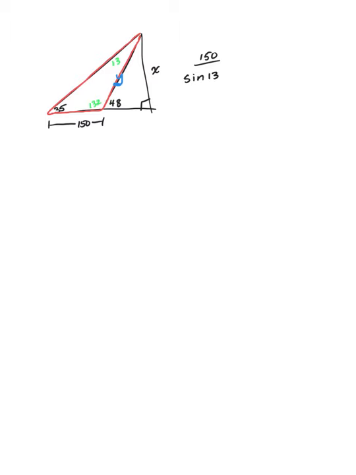Now, okay, you have on the other side, I have y over the sine of 35. So if you want to do it this way, now I'm going to cross multiply, so I'm going to get sine of 13 times y equals 150 times the sine of 35 divided by the sine of 13.